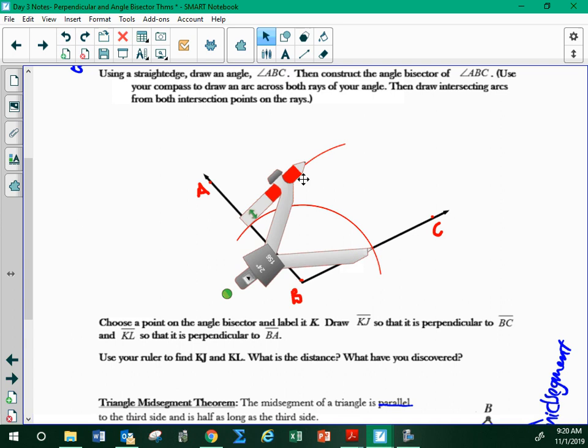Should they intersect? The original arc and this guy do not need to intersect. Oh, okay, good. So I'm putting the pointy black end on the intersection and then just doing a little bit of an arc above. And then we draw the line. Yes.